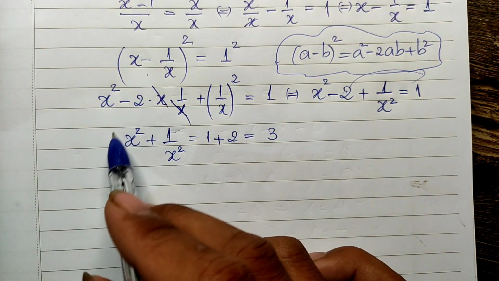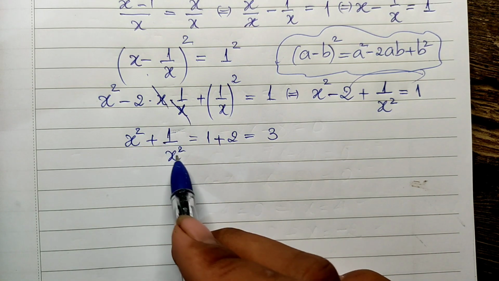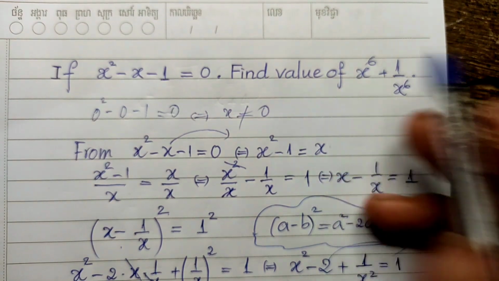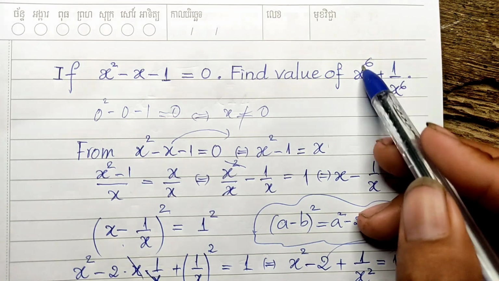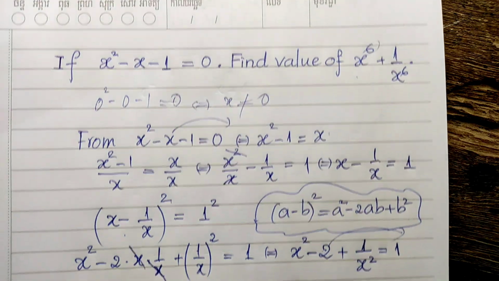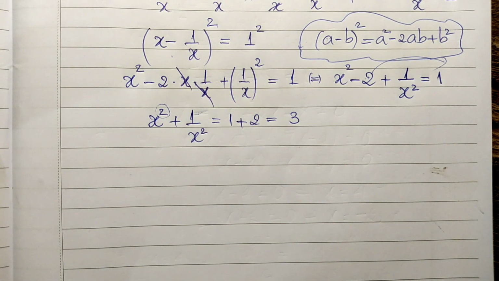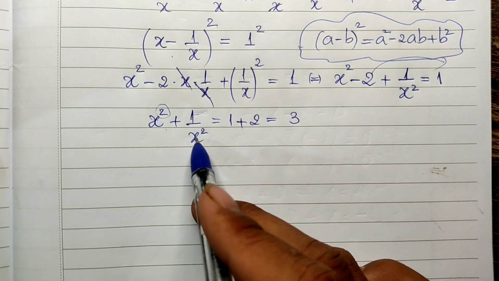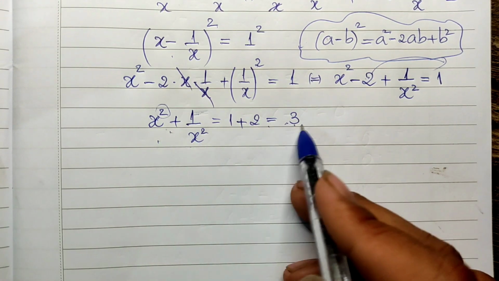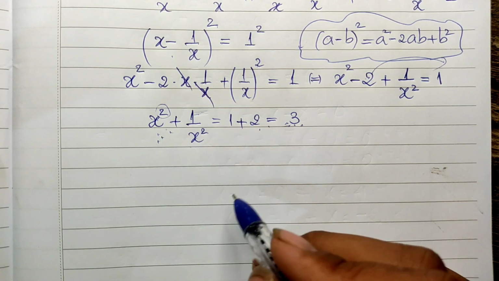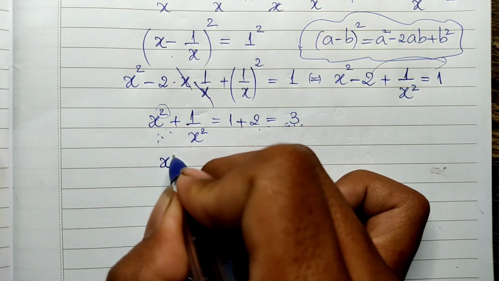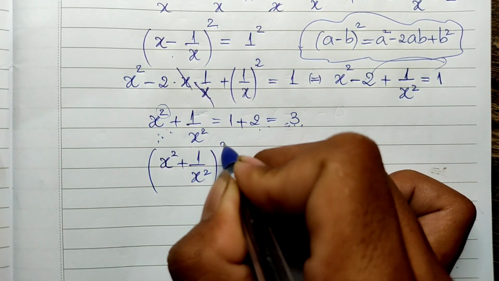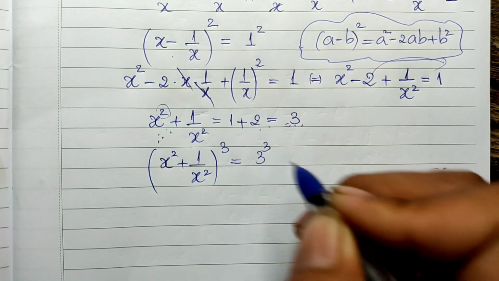Now our equation x squared plus 1 divided by x squared has exponent 2. But in our exercise, we want to find the value of x to the power 6. We know that 6 is equal to 2 times 3. So we have x squared plus 1 divided by x squared equals 3. I raise both sides of this equation to the power 3. So we get x squared plus 1 divided by x squared, all to the power 3, equals 3 to the power 3.